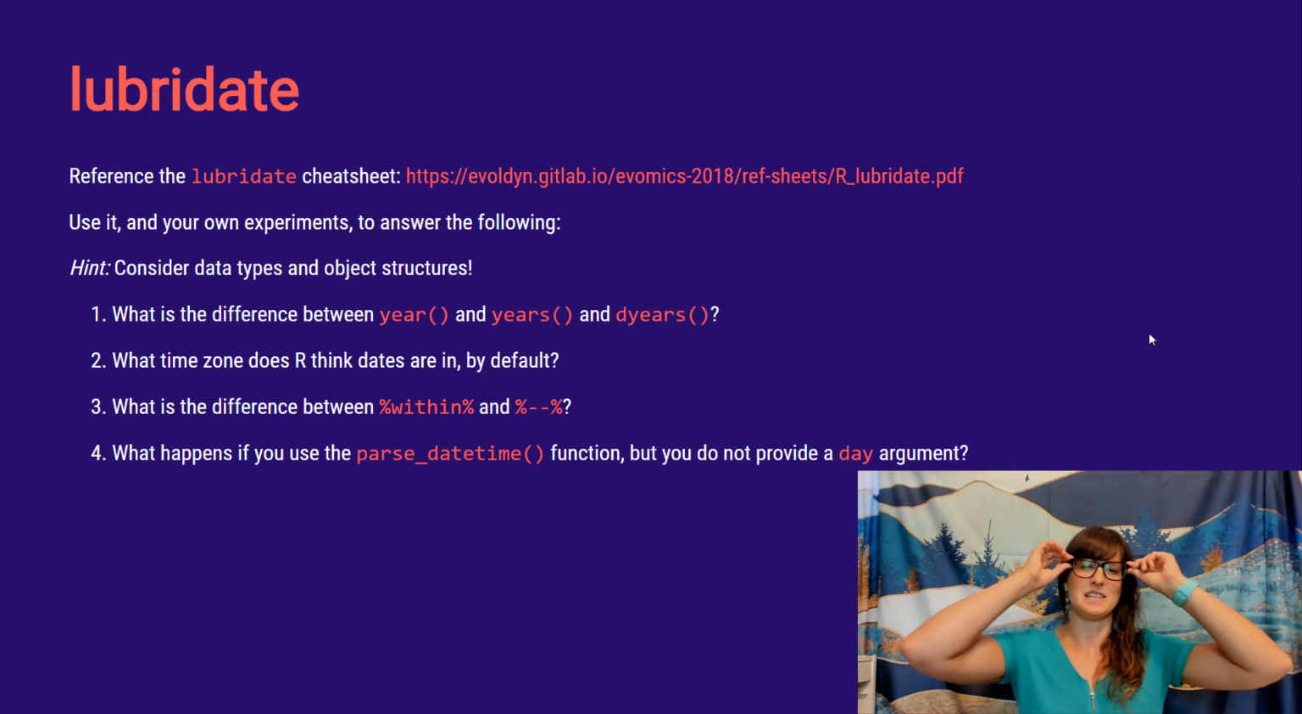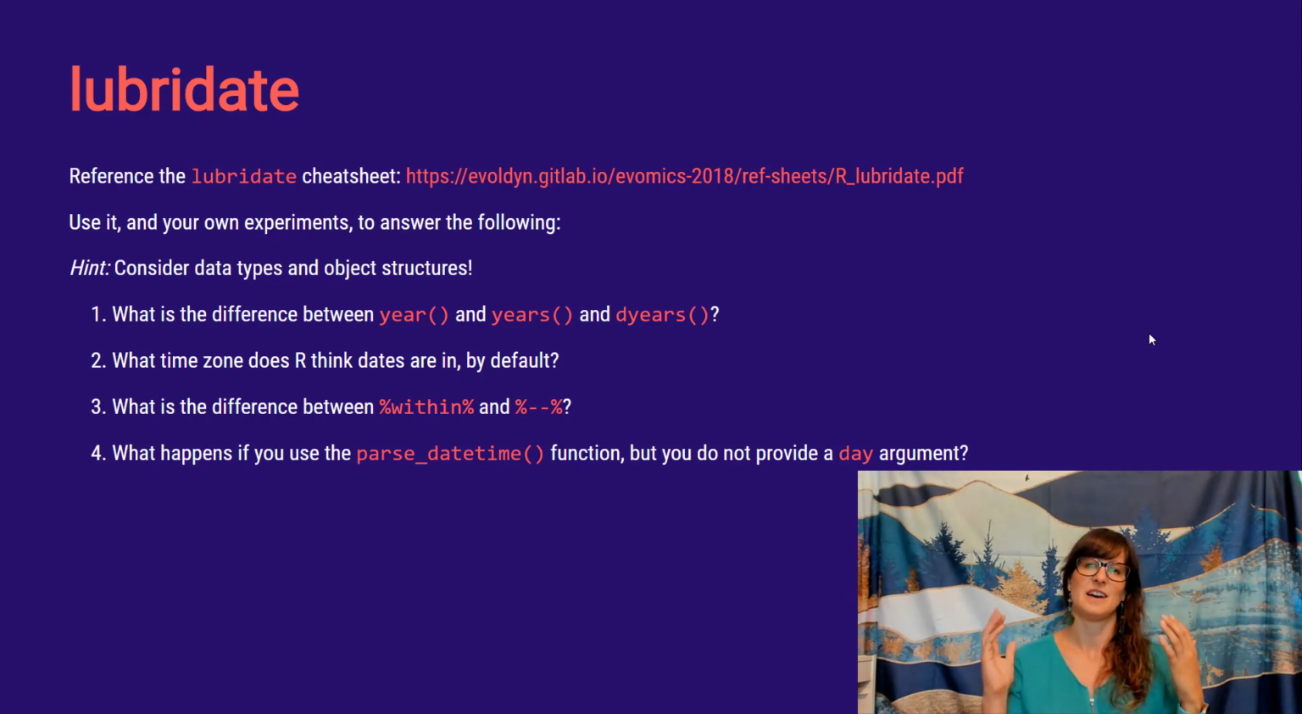Having said that, let's talk about lubridate. So again, I want to remind you, think about object types, data types, object structures. What's the input? What's the output? So you'll notice that lubridate has 3 really similar functions. Year, years, plural, and d-years. What is the difference between those 3? Now the first 2 are the most important, but see if you can figure out d-years as well.